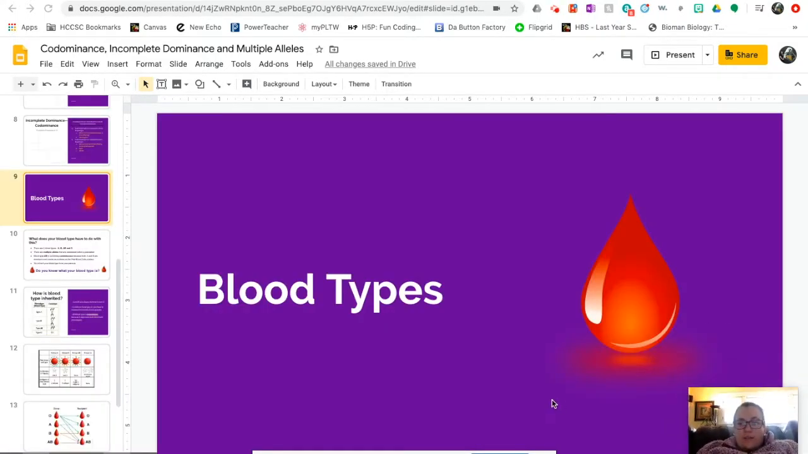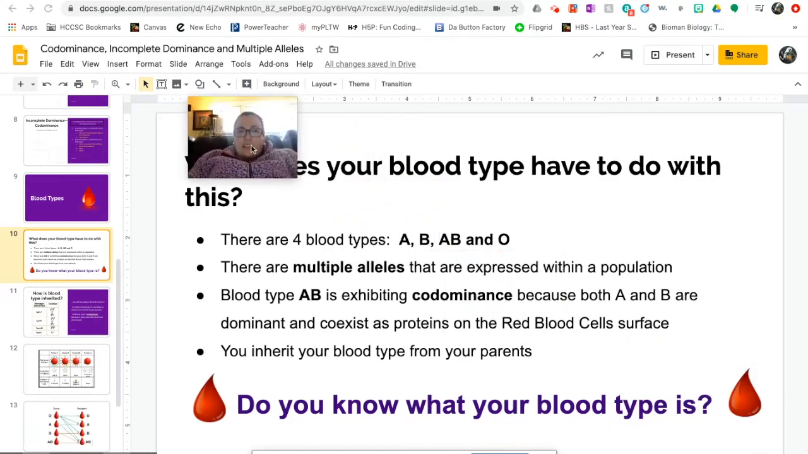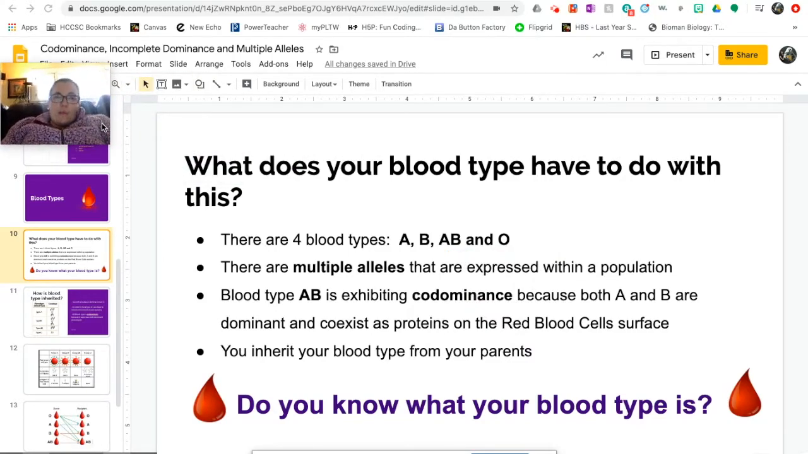The last thing we're going to talk about with this is blood types. Blood typing uses a couple of the concepts we've just been talking about. It uses multiple alleles and codominance. The interesting thing about blood types is that even though there are 4 types, they are all being used at different times within the population. That's why it uses multiple alleles. It changes based on how it's inherited and how many people have it at a particular time.